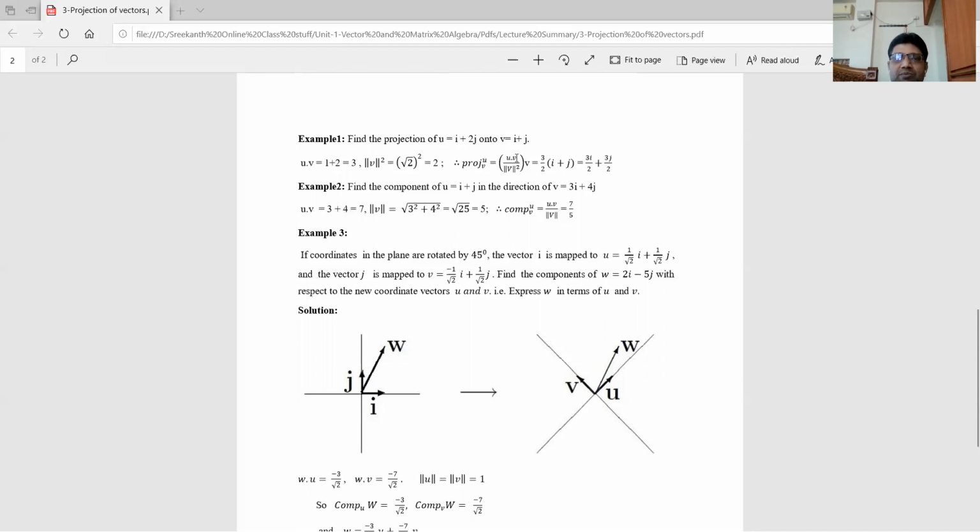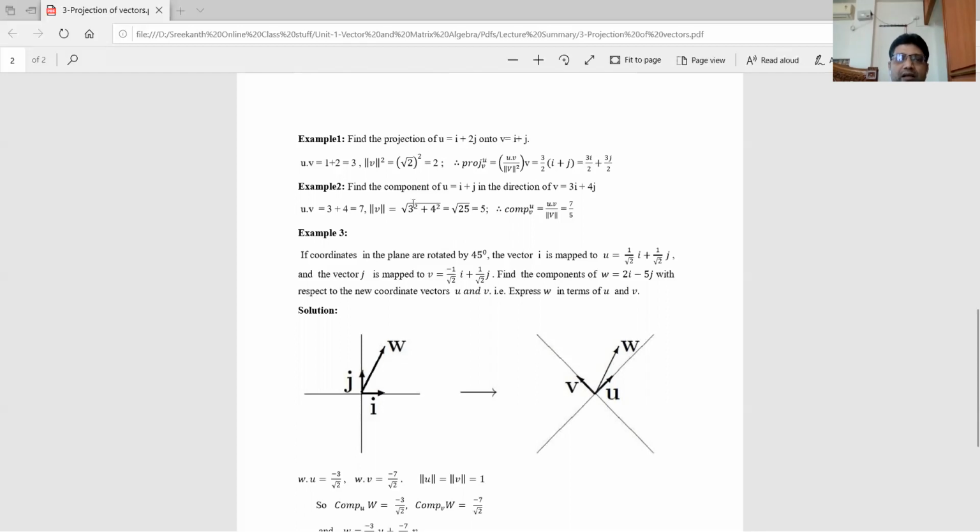Therefore, if I substitute in this formula, U bar dot V bar we got as 3, divided by the magnitude of V bar squared, which we got as 2. So 3 by 2 multiplied with that vector. So this is the projection of U on V bar, which is clearly a vector.